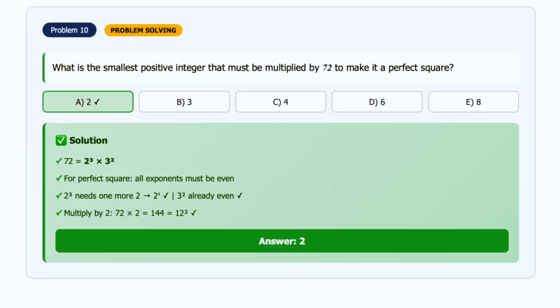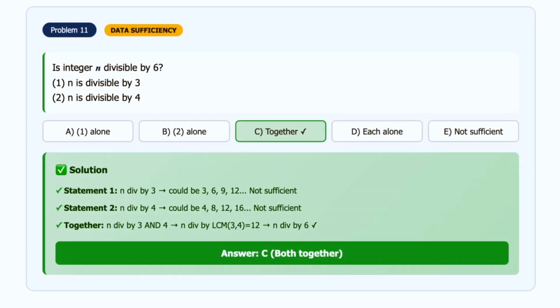Problem 10. What is the smallest positive integer that must be multiplied by 72 to make it a perfect square? Prime factorize 72. It's 2 cubed times 3 squared. For a perfect square, all exponents must be even. 2 cubed needs one more 2 to become 2 to the 4th. 3 squared is already even, so multiply by 2. And indeed, 72 times 2 equals 144, which is 12 squared. The answer is A. Problem 11 is data sufficiency.